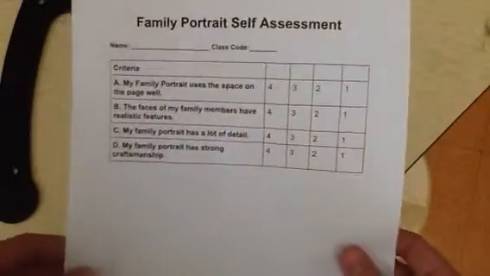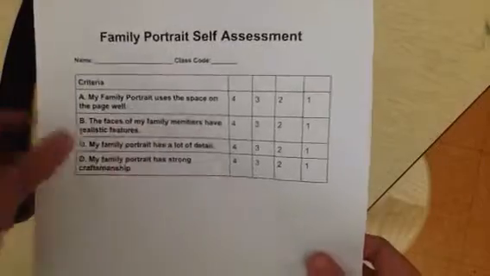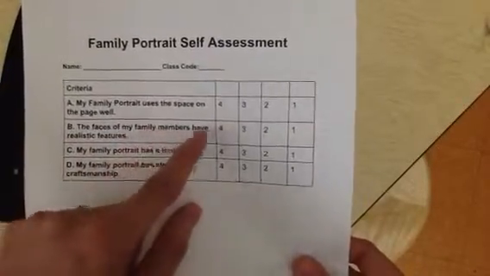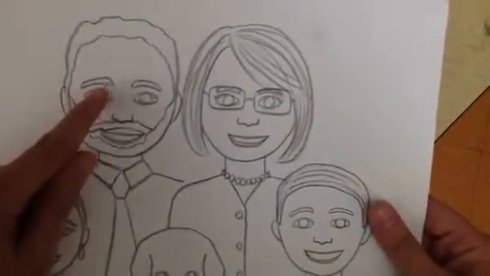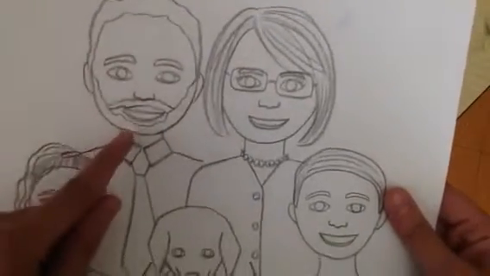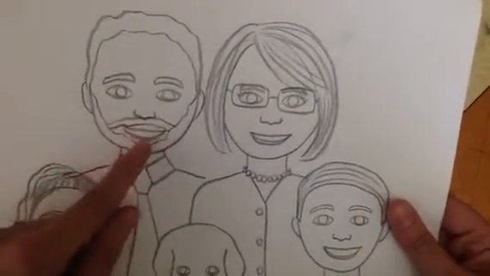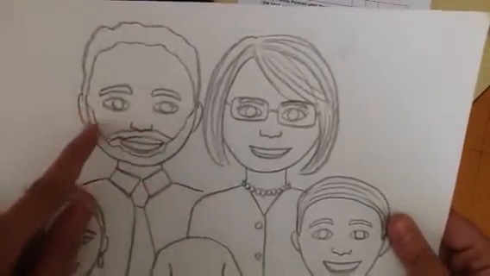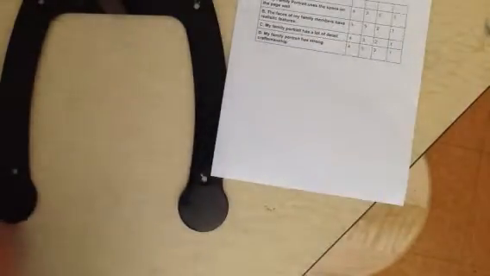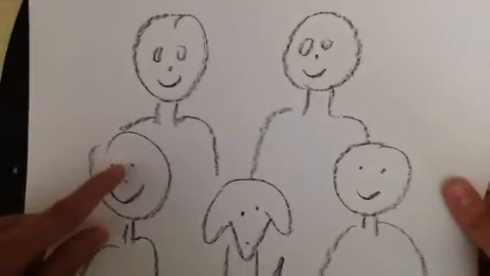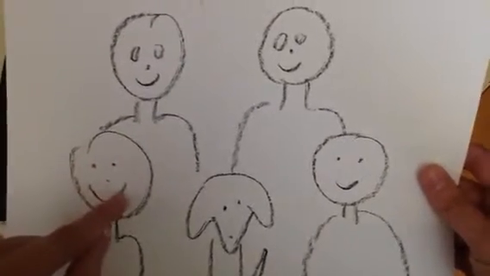Criteria B says the faces on my family members have realistic features. So you would either give yourself a 4, 3, 2, or 1 on this. Now, for a 4, if we have oval-shaped eyes with the pupil inside, things like eyebrows, mouths that have shape and lips, noses that have nostrils, ears, eyelashes, all those important facial features, that would be a 4. If we just did something like dots or circles for our eyes and noses, and lines for our mouths, that would be an example of a 1.